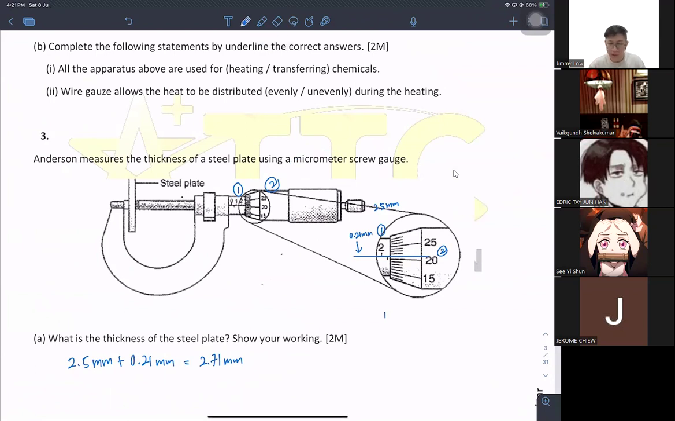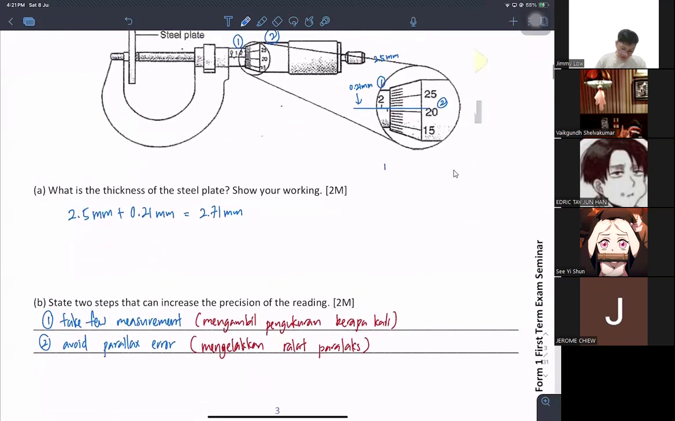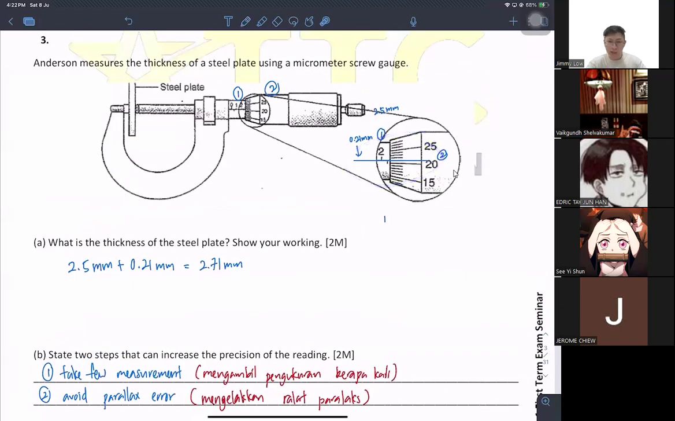We haven't included the zero error inside. So 2 steps that can increase the precision of the reading. How are you going to get a more accurate reading? We have a few methods here. The answer is not just here. Any answers that can be accepted will be accepted. So take a few measurements. Like if you don't believe your first measurement, then you take a second time, a third time, until you get the correct measurement. Or you can take the average value for a few measurements. So you measure a few times, but you take the average value.